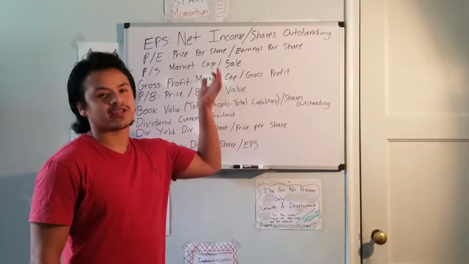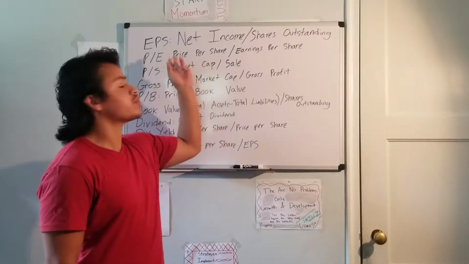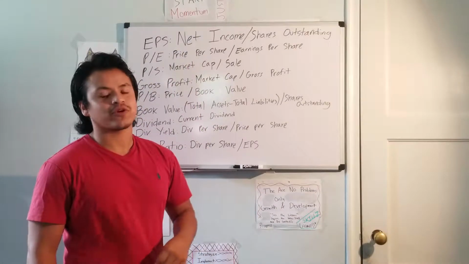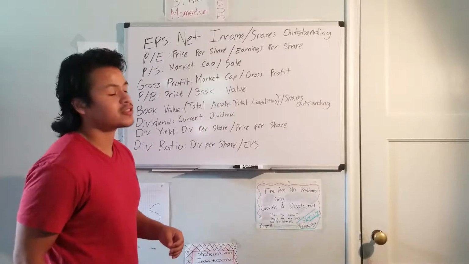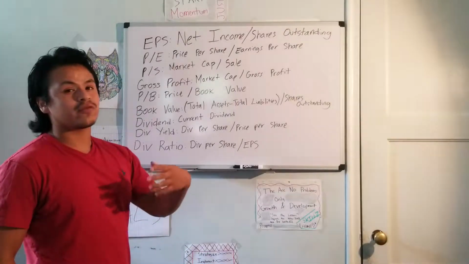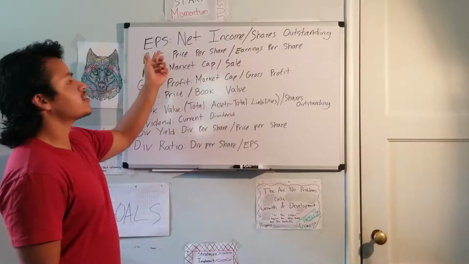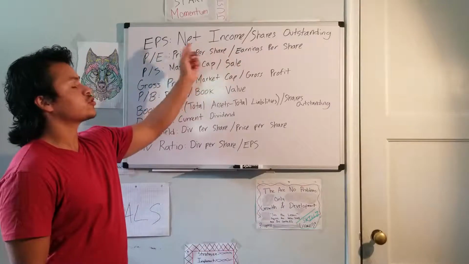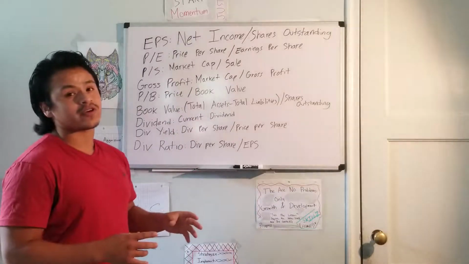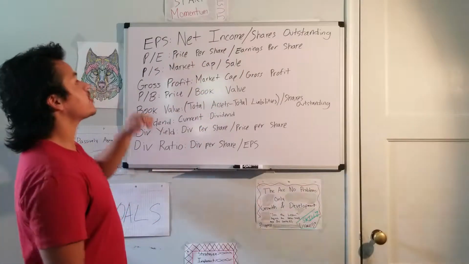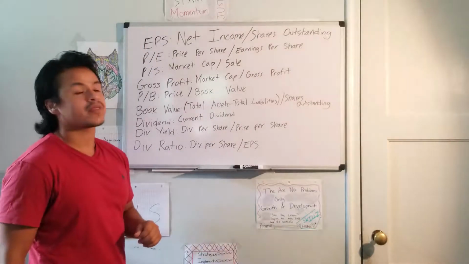You can get these numbers from just about any website, whether it be your brokerage, NASDAQ.com, or Yahoo Finance. But if you want a quick recap, EPS is net income over shares outstanding. So whatever's left over of pure profit at the end of the year is divided by the number of shares outstanding, and that's how you get the EPS for a company.